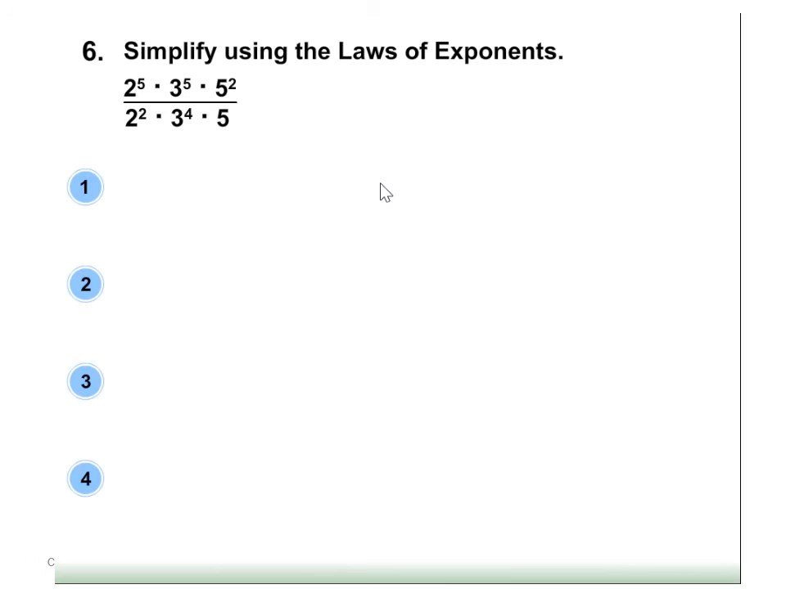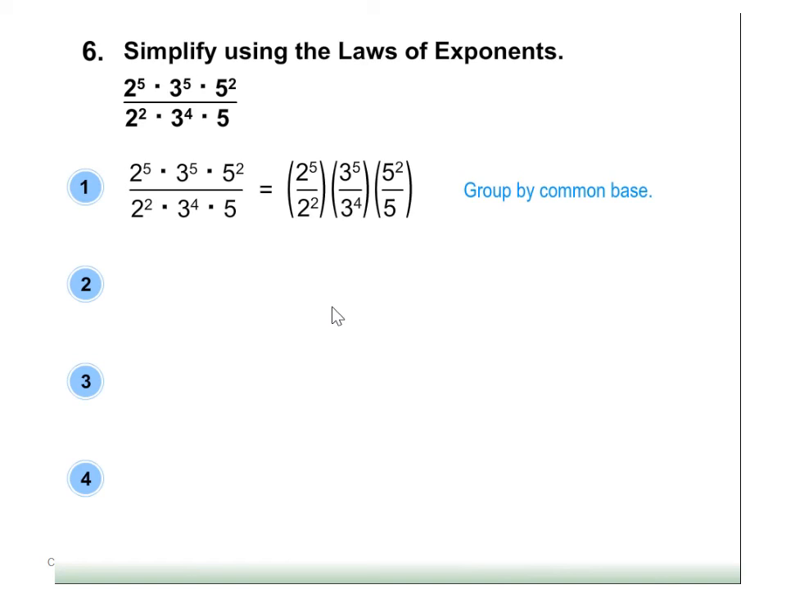Example number 6. Simplify using the laws of exponents. For this one, we're going to take 2 to the 5th power times 3 to the 5th power times 5 squared divided by 2 squared times 3 to the 4th power times 5. Basically what you're seeing here is 2 to the 5th power divided by 2 to the 2nd power times 3 to the 5th power divided by 3 to the 4th power, and 5 to the 2nd power divided by 5 to the 1st power.